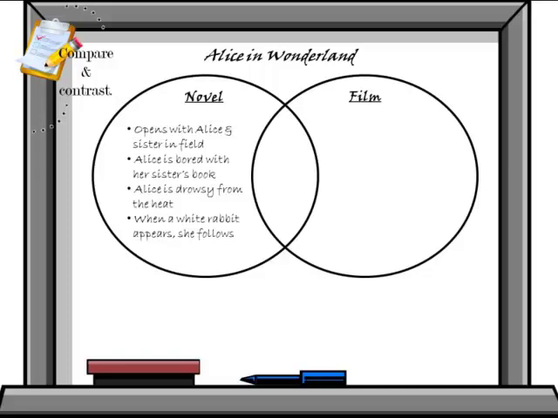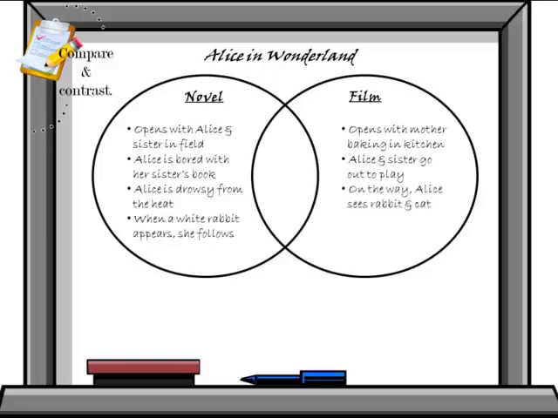In the film version, the story opens with the mother baking in the kitchen. Alice and her sister go outside to play, and on the way, Alice sees a rabbit and a cat. Finally, we see that Alice falls asleep and dreams.